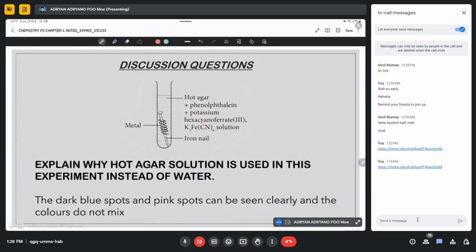Okay, next. Explain why hot agar. Because the dark blue spots and pink spots can be seen clearly and the colors will not mix. Because after the agar jelly cools, it becomes solid, semi-solid. So you don't have to worry that the colors will mix.